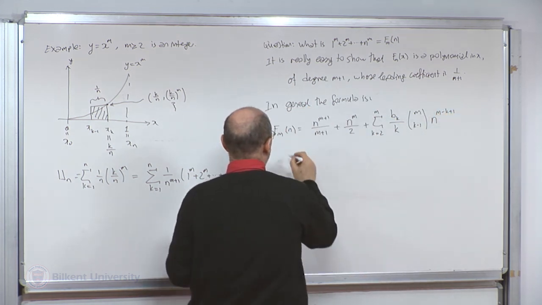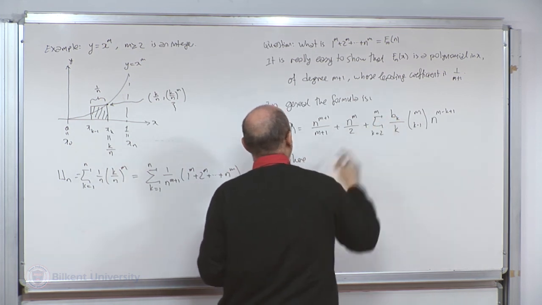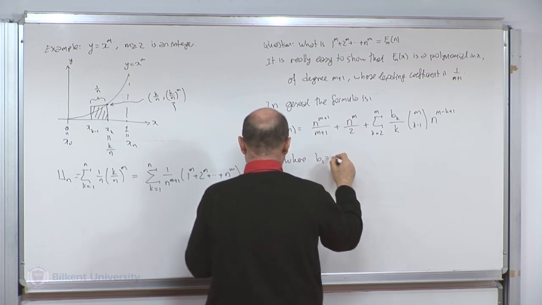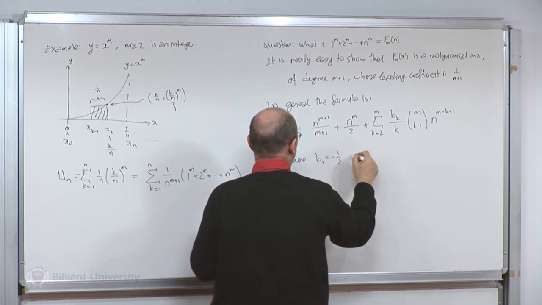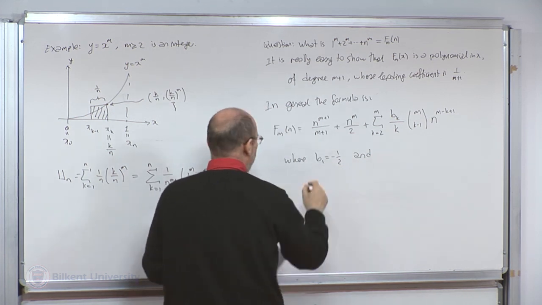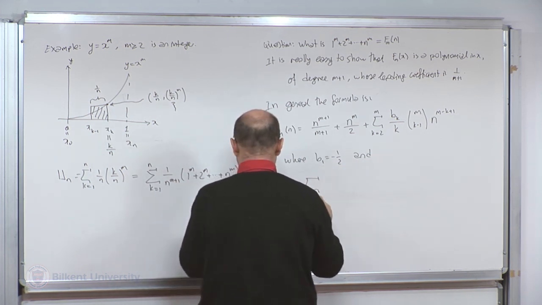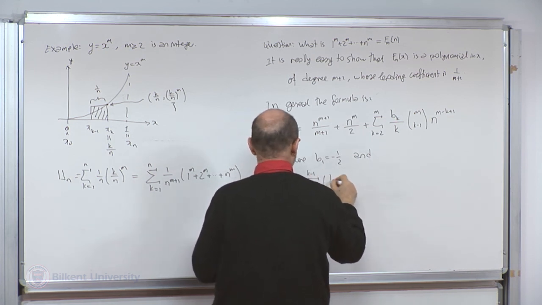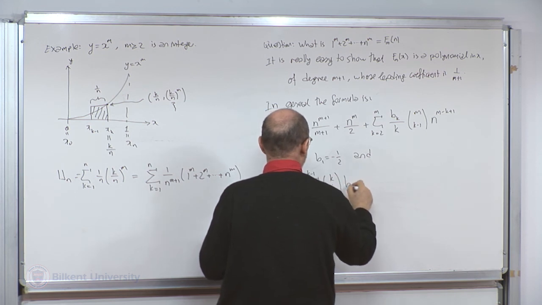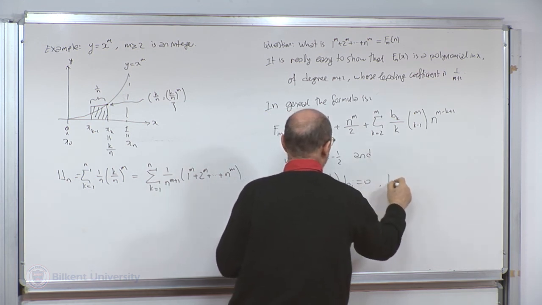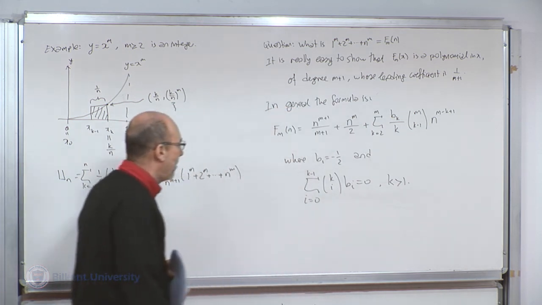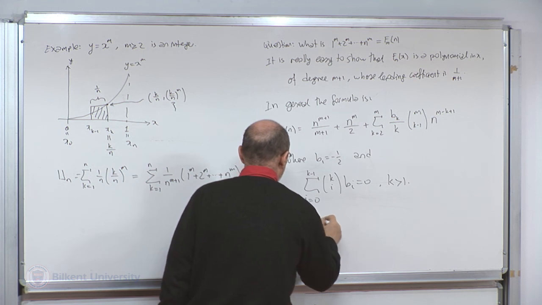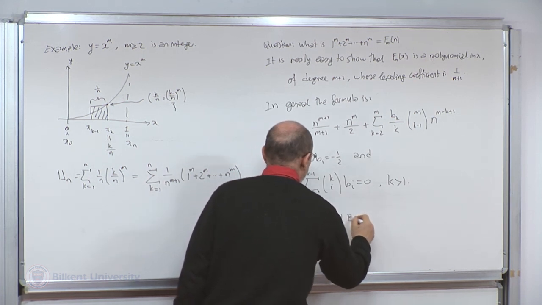Here, these numbers are in general defined recursively. The first one is minus 1 over 2. And once you know this one, the others are calculated using a recursive formula: the sum for i from 0 to k minus 1 of k choose i times B_i equals 0, when k is strictly larger than 1. These B_i's are called Bernoulli numbers.